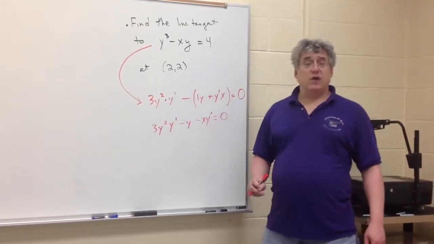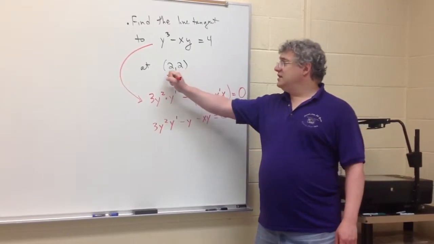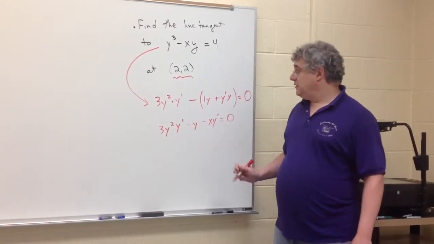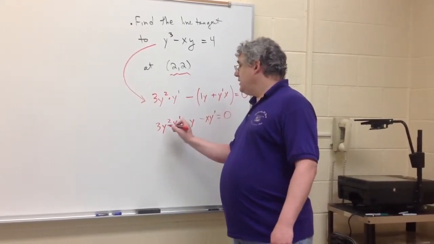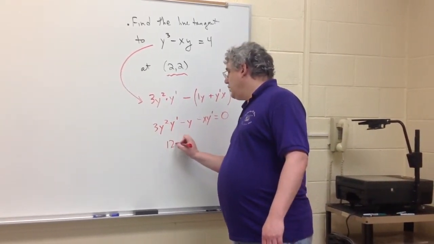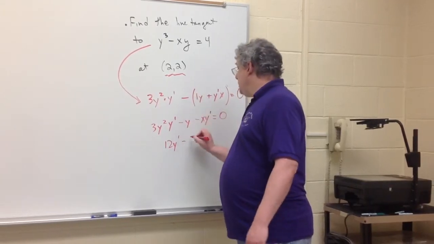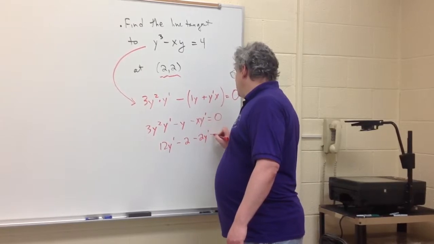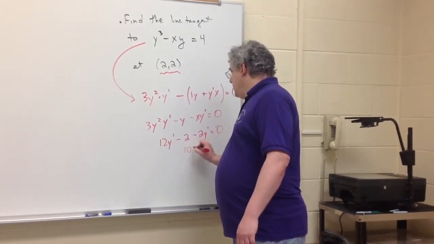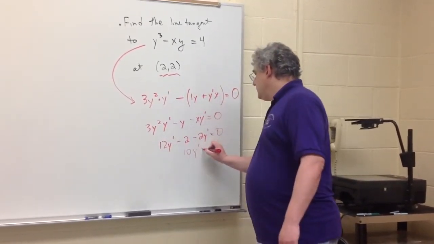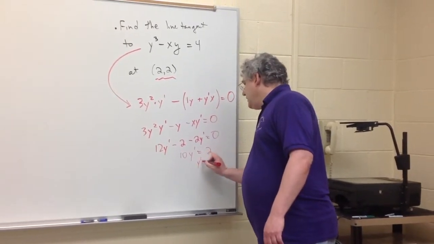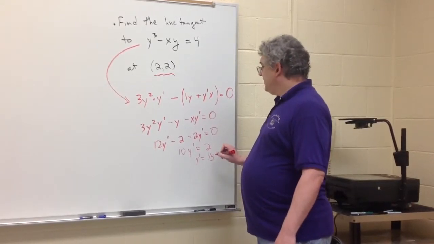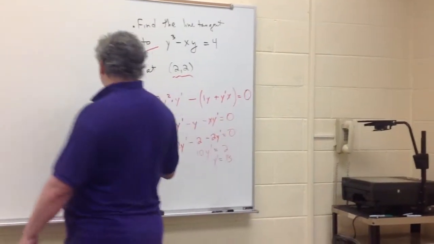Now I could solve for y prime here, but I'm only interested at what happens at this one point. So now I'm going to plug x's and y's in. So if I plug 2 in for y, 2 times 2 times 3, that's 12 y prime minus 2 minus 2 y prime equals 0, or 10 y prime equals 2, or y prime is 1/5. Let me solve for that now. That's the derivative, that's the slope.